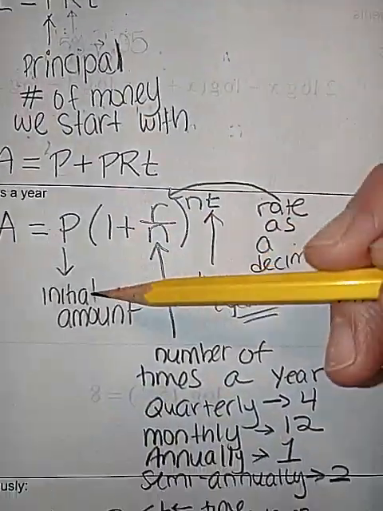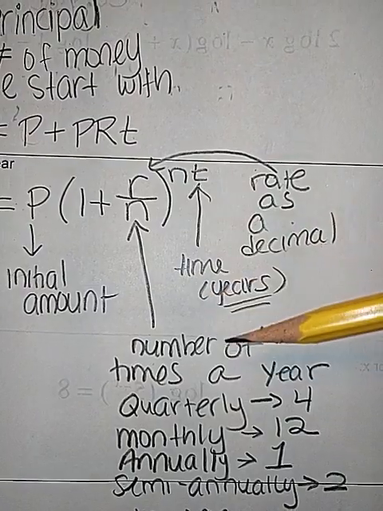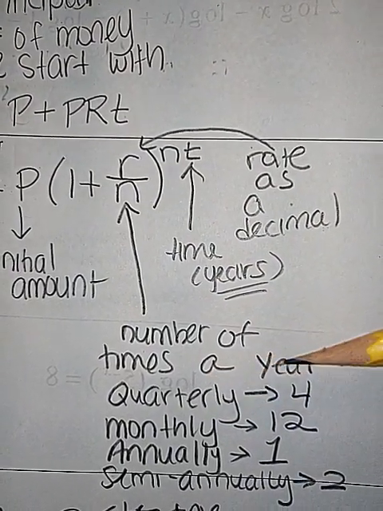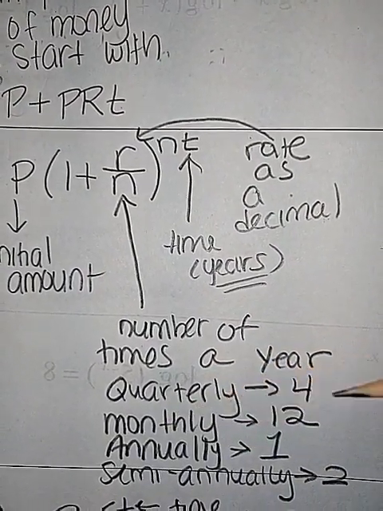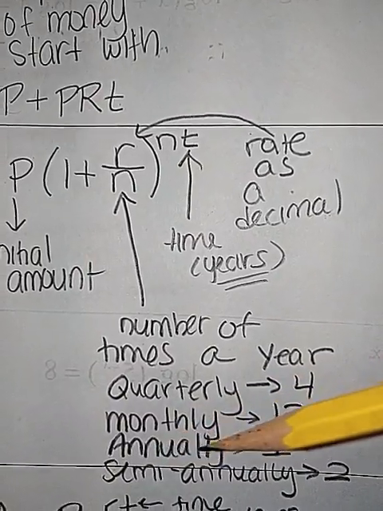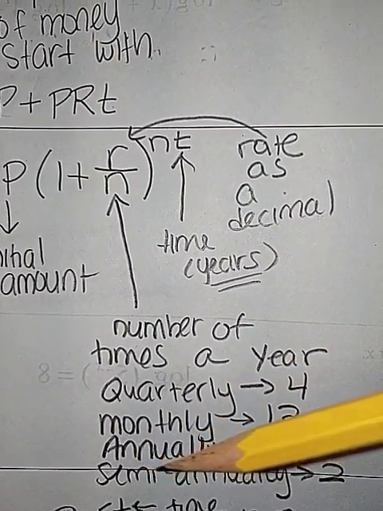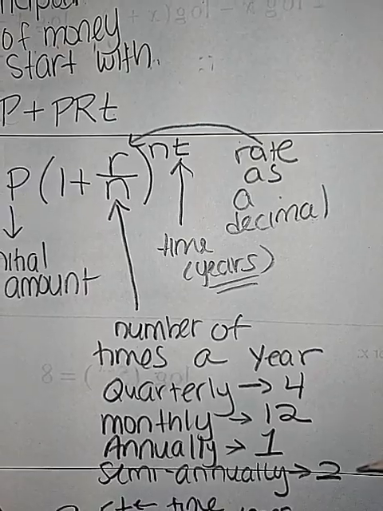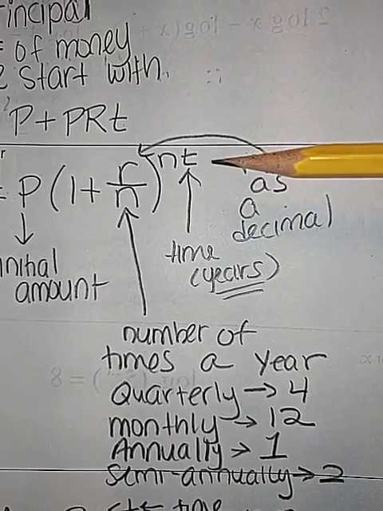So our P is our initial amount. Our n is the number of times per year. If they say quarterly, it's 4 times. If they say monthly, we're getting it 12 times a year. If they say annually, we're getting it once a year. If they say semi-annually, we're getting it twice a year. And then our t is our time in years.